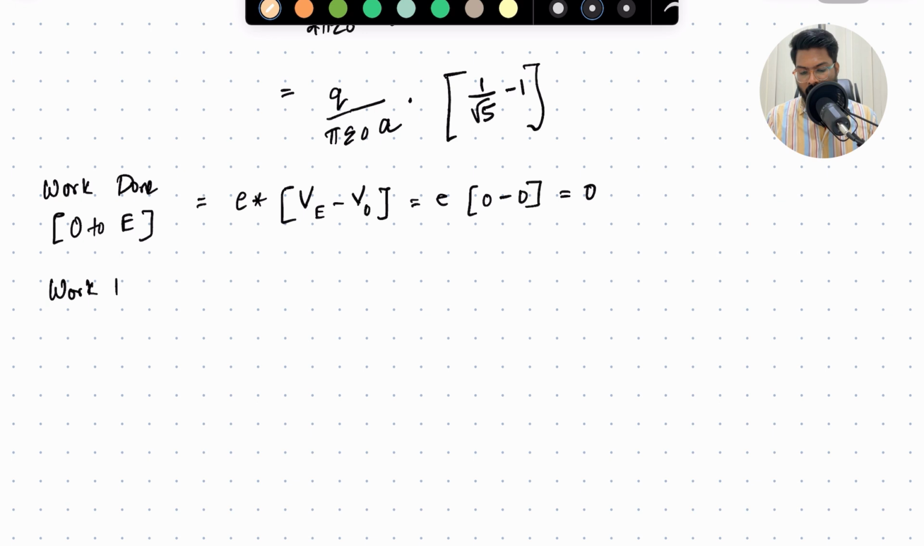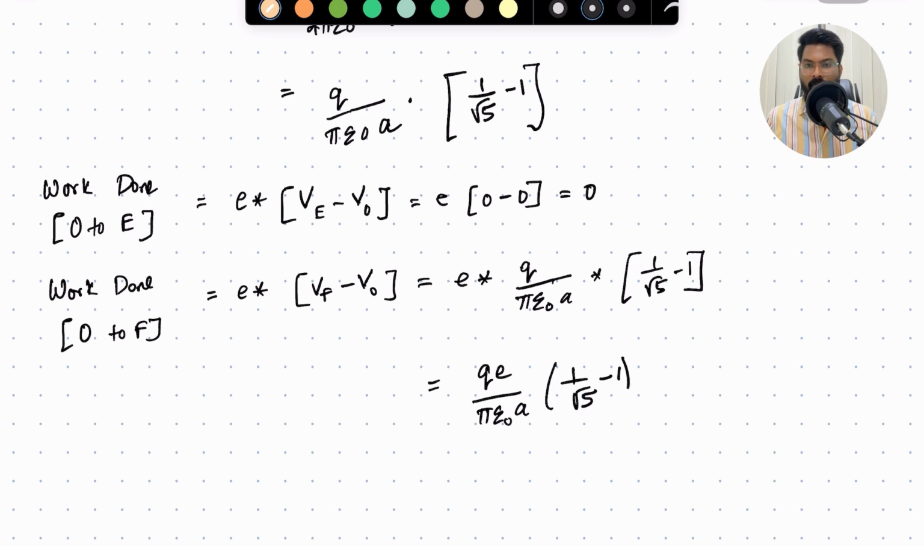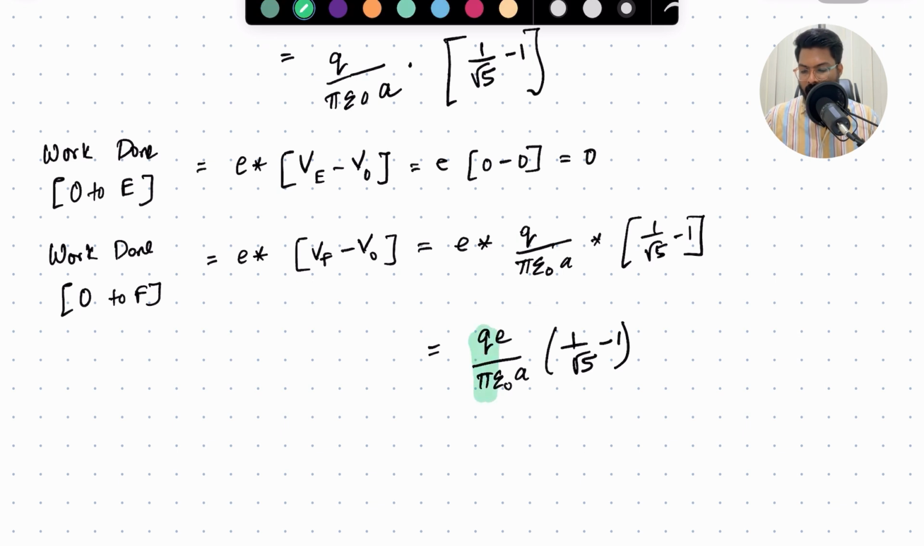Similarly, work done for O to F equals charge multiplied by potential at F minus potential at O, equals E into Q by pi epsilon naught into A multiplied by 1 by root 5 minus 1. I could write it as QE by pi epsilon naught A into 1 by root 5 minus 1. That is the answer to our question.